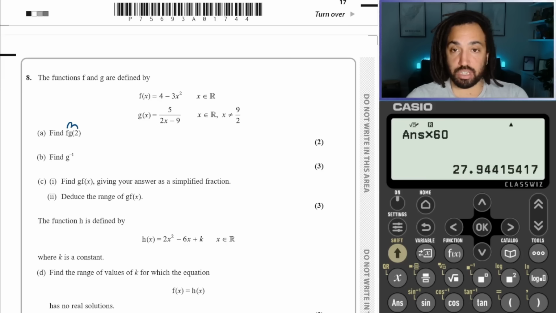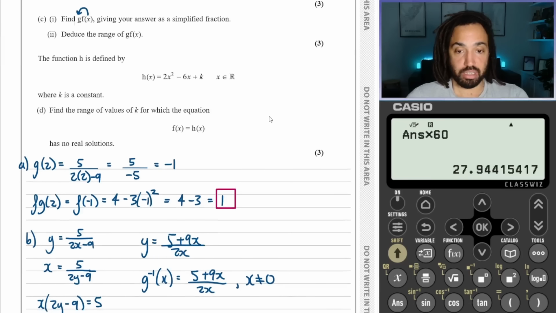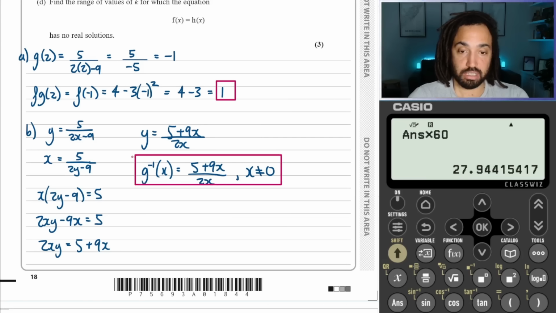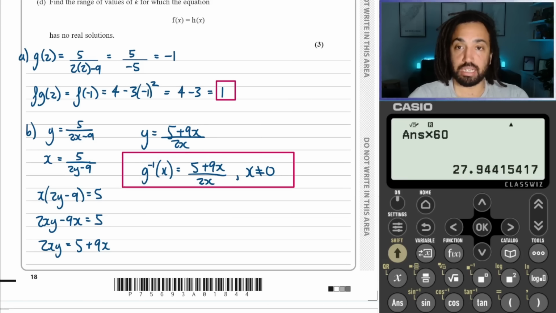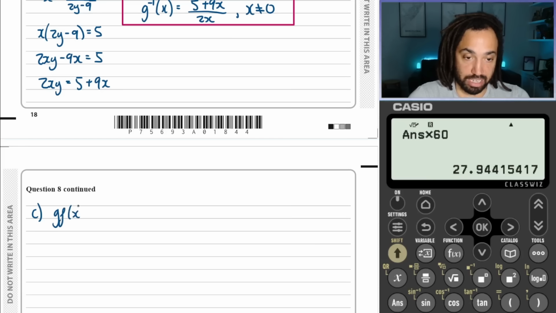Okay, now we're asked to find g of f of x, which means I pick up the whole of f of x and I put it into g. Okay, so let's do that. Just going to box this up. That's the final answer. And we're going to go down here and we're going to try and do g of f of x.